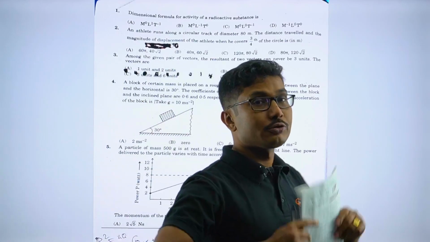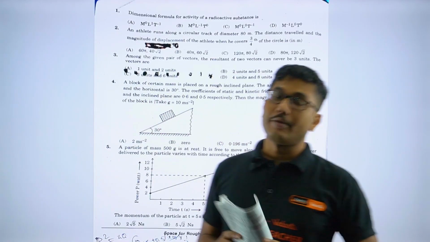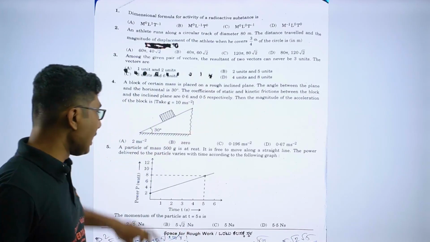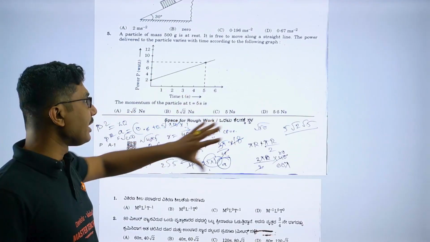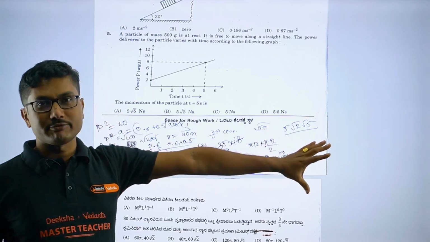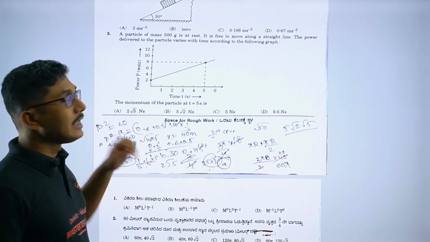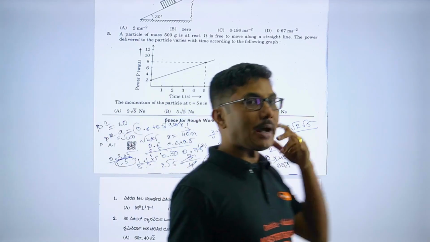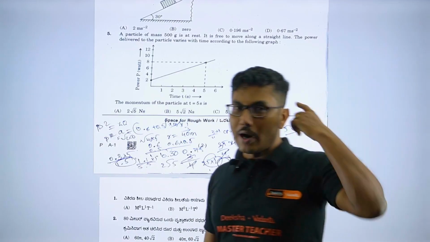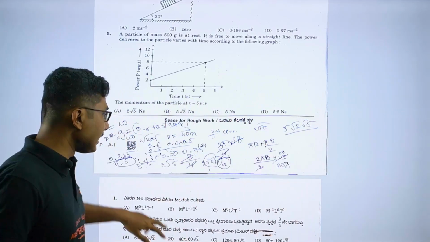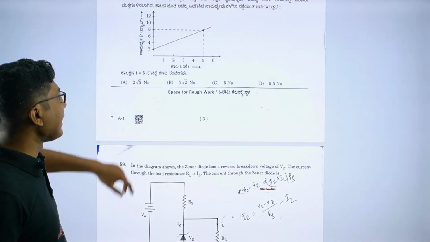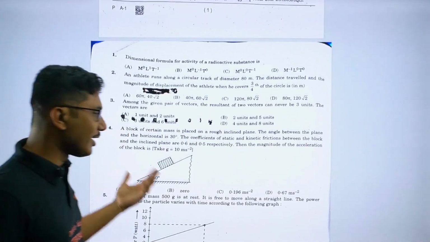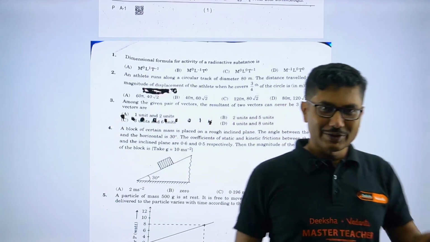So where should I use the space for calculation? If you see at the bottom of each page, there is some space for rough work. The question paper itself is a bilingual question paper. Whatever question is written in English, the same question is written in Kannada as well. And obviously you are not supposed to answer one question twice, right?